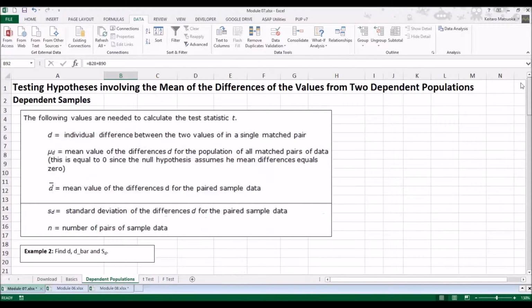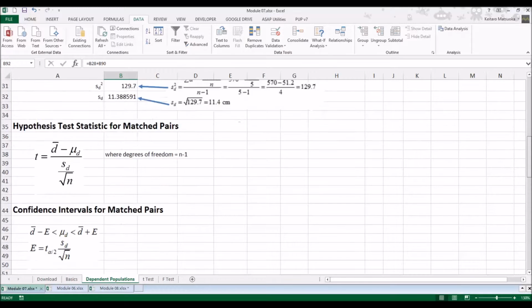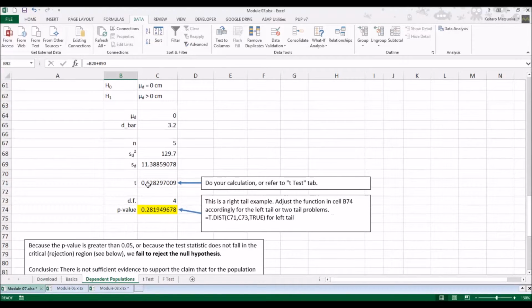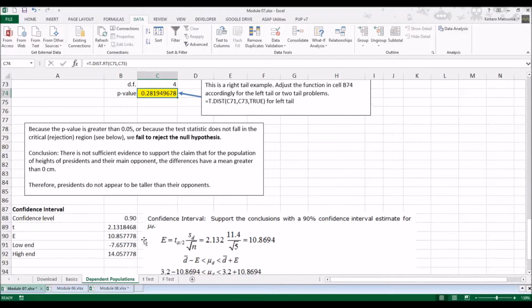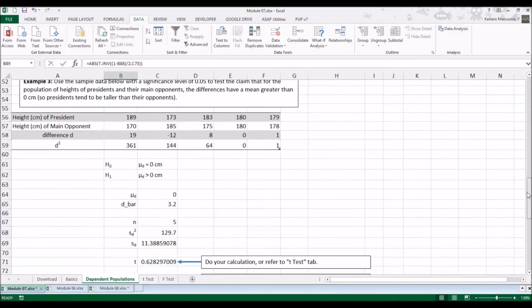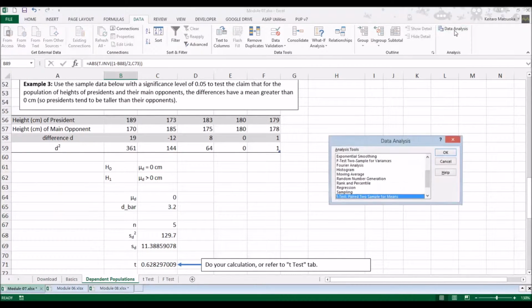So here, that's the rundown of how to do test hypothesis of two dependent populations and then differences in the means. So let's say you wanted to figure out t here, p-value here, and the critical value t down there using the data analysis tab. How do we do that? Well, first click on the data analysis and pick the t test, pair two samples for means.